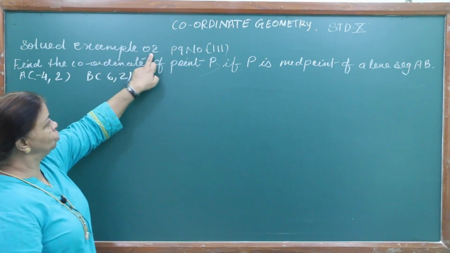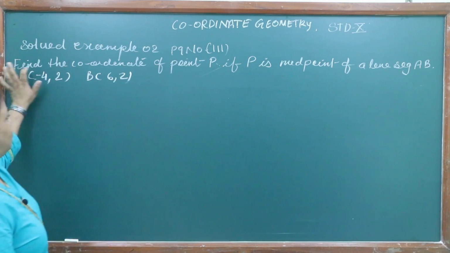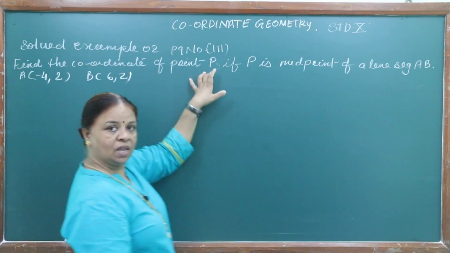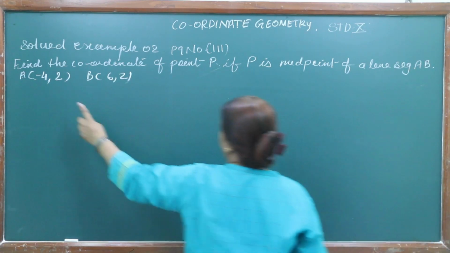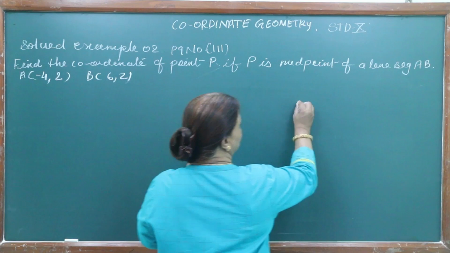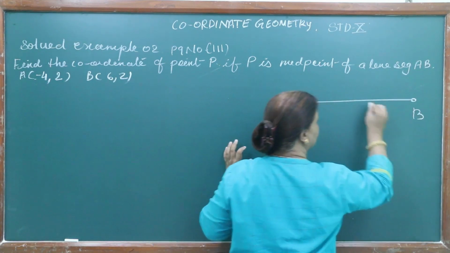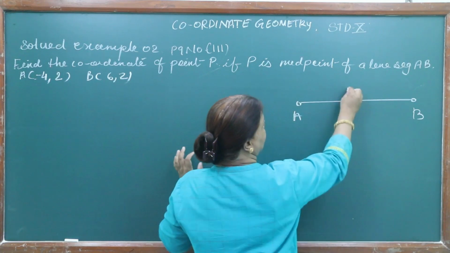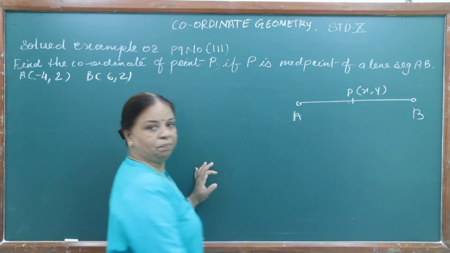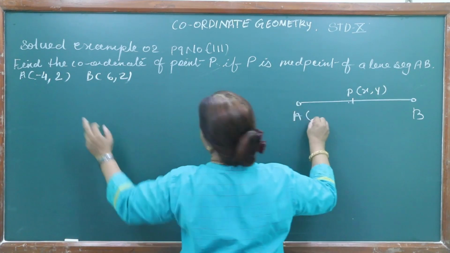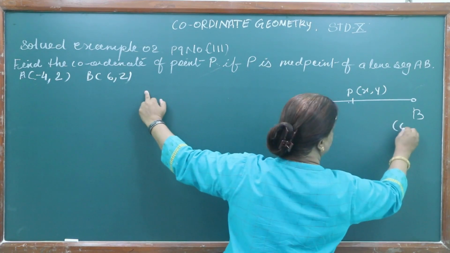Solved example 2, page number 111 of your textbook. What does the sum say? Find the coordinates of the point P, where P is the midpoint of line AB, and the coordinates of A and B are given. So let me draw the line AB here, A and B, and P is the midpoint. We need to find the coordinates of point P. A coordinates are -4, 2 and B coordinates are 6, 2.